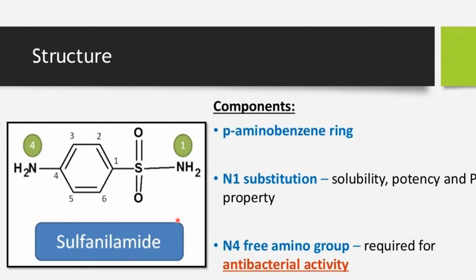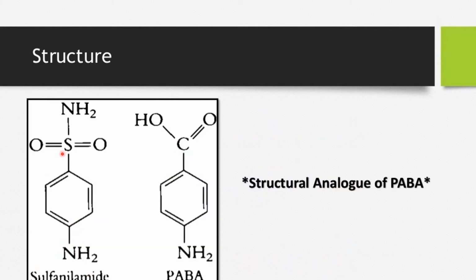This is the structure of sulfanilamide, and sulfanilamide contains a para-aminobenzene ring. The N1 substitution is responsible for the solubility, potency and pH property, and the free amino group at the N4 position is required for the antibacterial activity. The sulfanilamide structure is similar to PABA. PABA means para-aminobenzoic acid. This PABA is responsible for nucleic acid synthesis in bacteria.